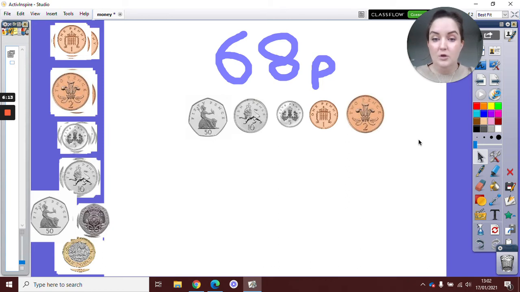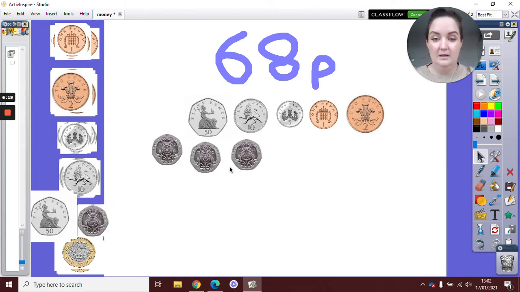I'm going to use a 20p and another 20 and another 20. 20 add 20 is 40. Add another 20 is 60. Again, I've got my 8p left to make.